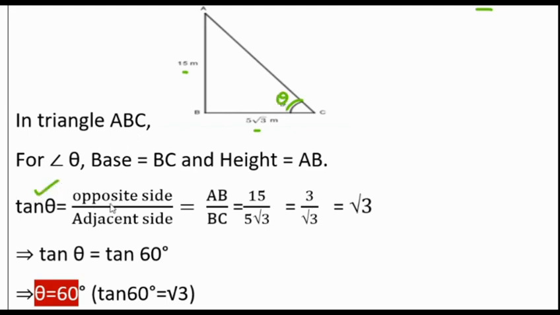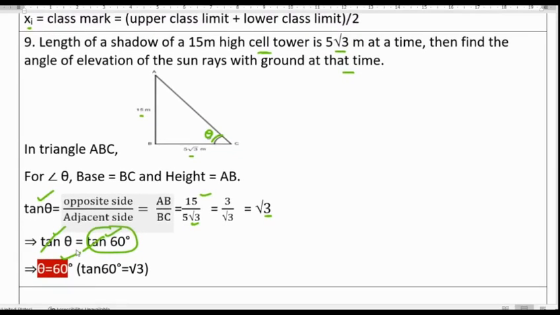We know the tan theta formula: opposite by adjacent side, which is 15 by 5 root 3, which is equal to root 3. So root 3 is nothing but tan 60. Tan theta is equal to tan 60. Obviously, theta will become 60 degrees.